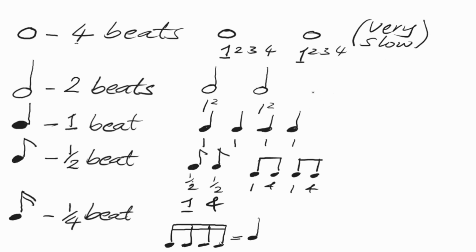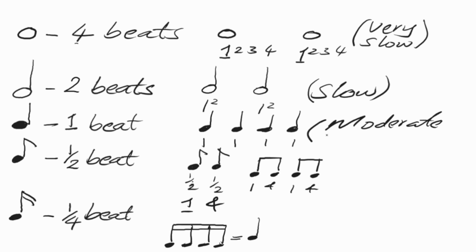Then let's look at a half note. Imagine a person making another step after every 2 counts. So that's 1, 2, 1, another step. That's a slow speed. Now let's look at a 1-beat note. A person changing a step after every 1 count. 1, 1, 1. This is probably someone walking at a moderate speed or walking speed.